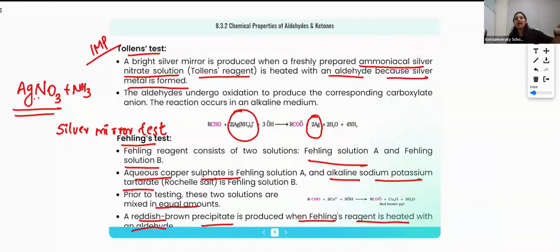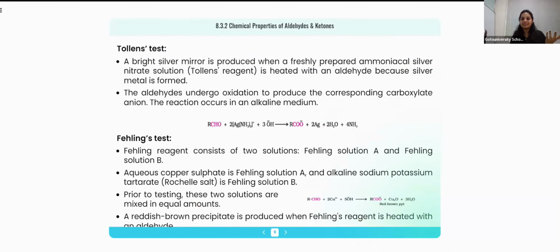In Tollens' reagent, aldehydes are giving what? A bright silver mirror. Means you are getting a silver precipitate, a silver colored metal precipitate. But Fehling's solution is giving a reddish brown precipitate with the aldehydes. Ketones won't give you the precipitate. So we can differentiate aldehydes and ketones using Tollens' and Fehling's tests. That's why these two tests have importance in analytical chemistry, practical chemistry. Got it? Yes. So Tollens' test gives a bright silver mirror. Fehling's test, you are getting a reddish brown precipitate.